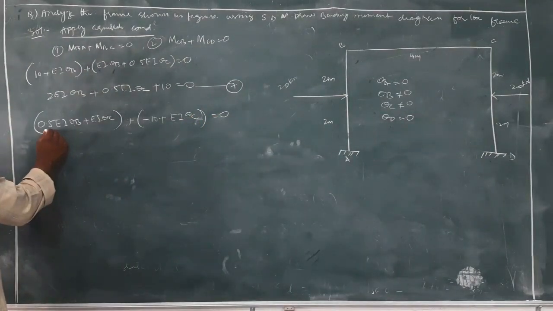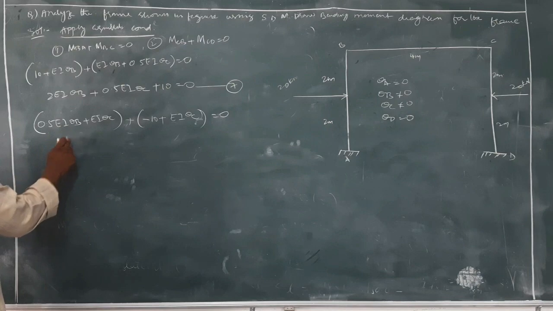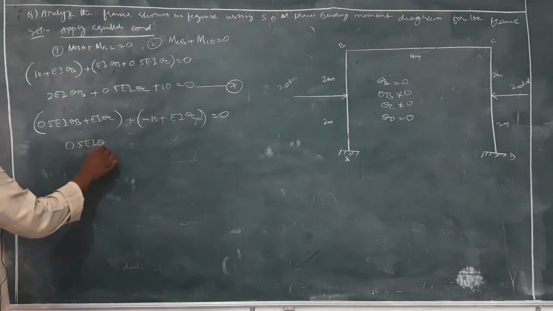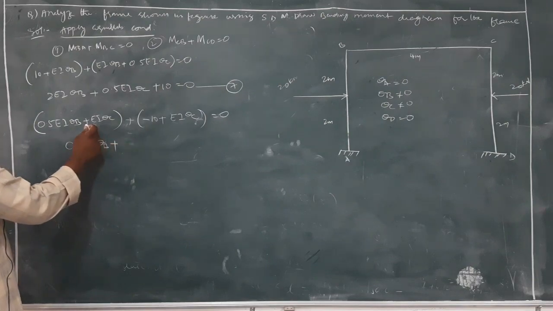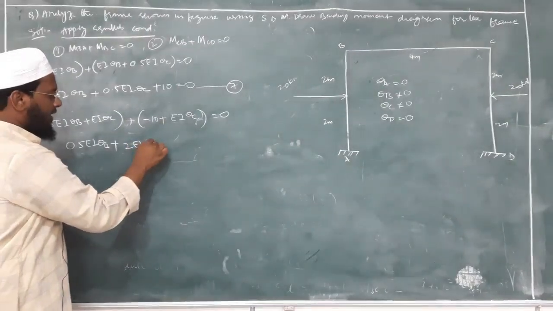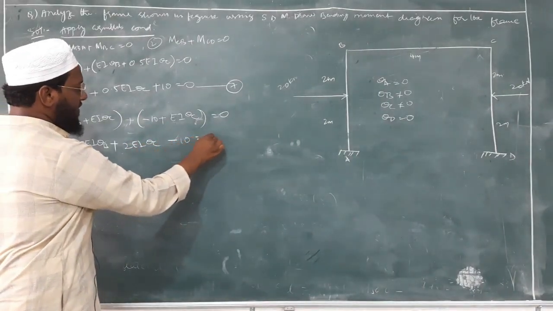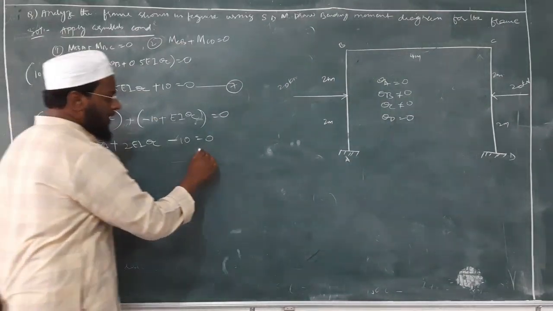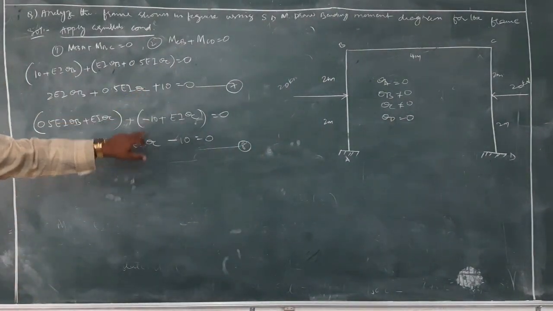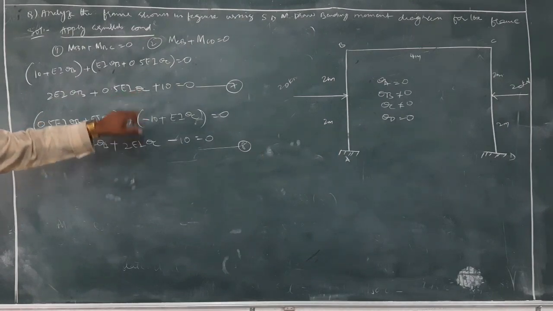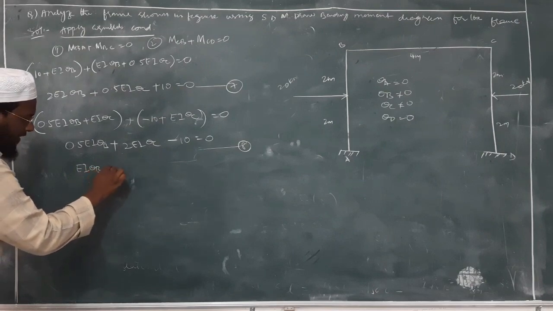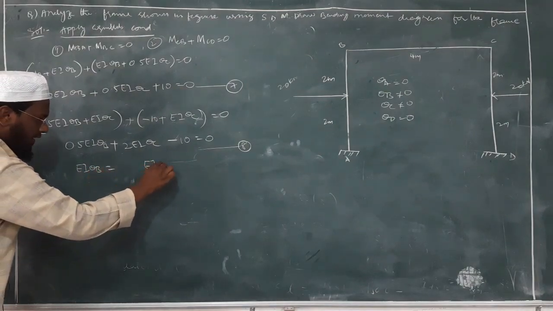So now here also in the equation we have only EI theta B here, so I can write here 0.5 EI theta B plus EI theta C plus 2 EI theta C minus 10 is equal to 0. So equation number 8. So once you solve equation number 7 and 8 in your calculators, you will get the value of EI theta B and EI theta C.